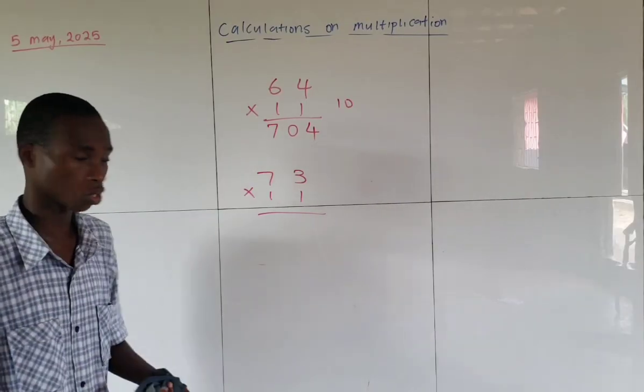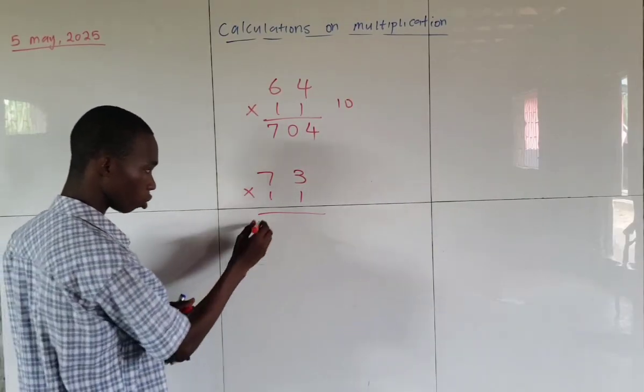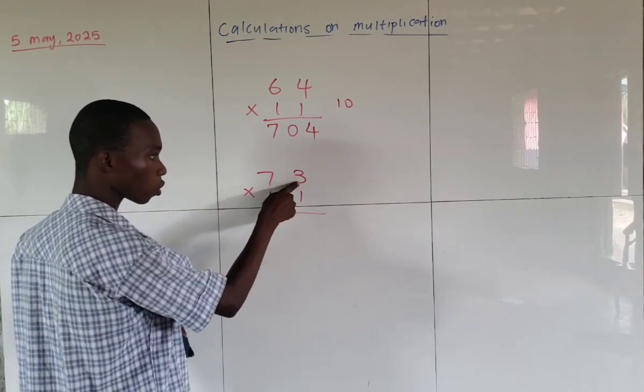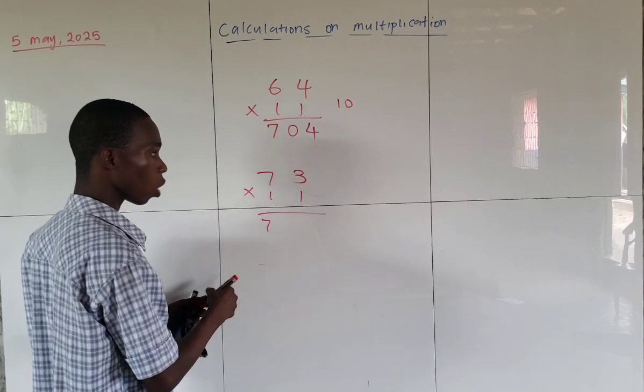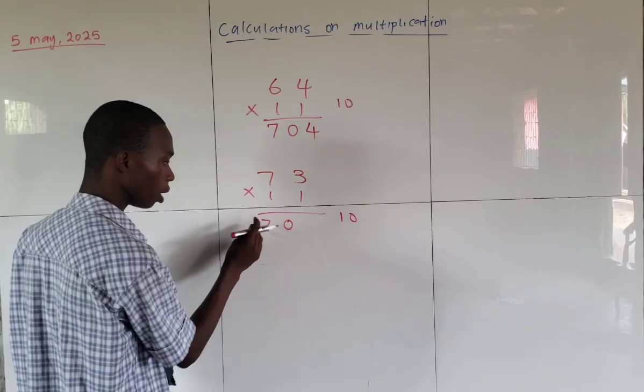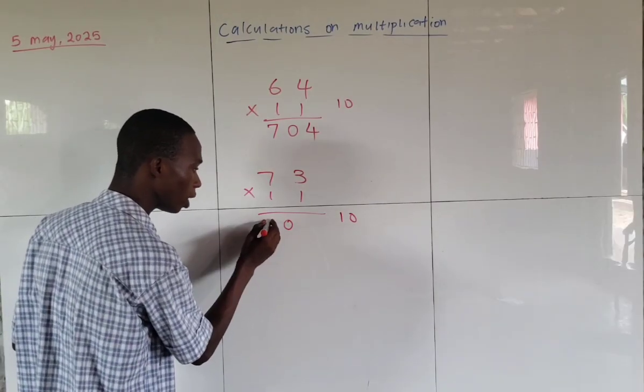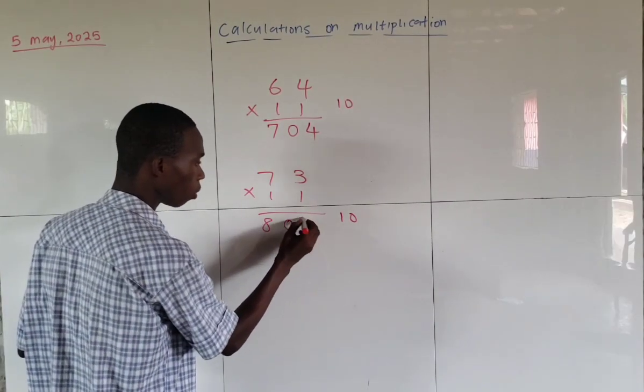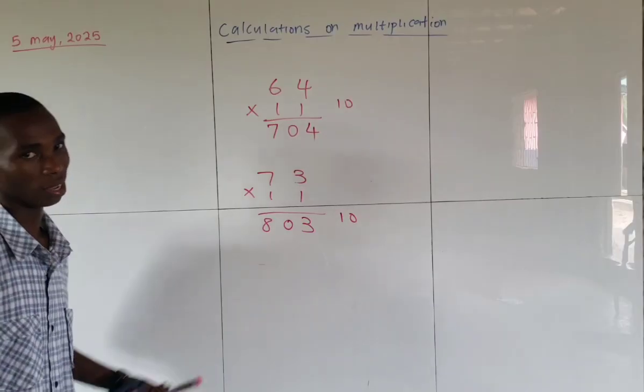Now let's check whether it's correct. Now this 7 is coming down. Don't bring the 7 down yet. And then 7 plus 3 will give us what? Will give us 10. So are we supposed to put the 10? No. We just put 0, then carry 1 to this side. If we carry 1 to this side now, it will now be 8, not 7 again. So 803. That's the answer.